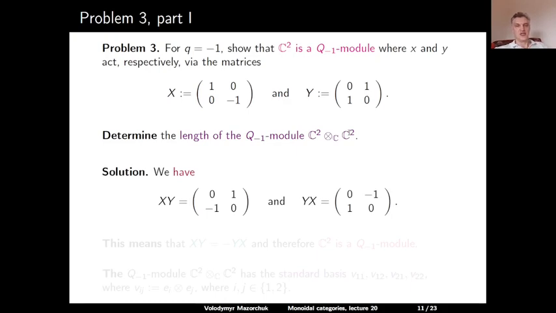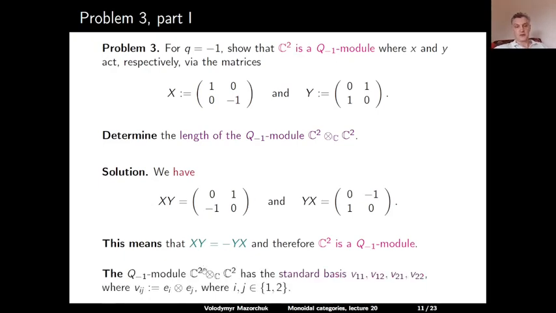Solution. To check that this is a module over Q minus 1, let's compute the product of these matrices in both directions. So xy is equal to 0, 1, minus 1, 0, while yx is equal to 0, minus 1, 1, 0. So we see that xy is equal to minus yx, which is exactly the necessary relation in the algebra Q minus 1. So this proves that these matrices define on C squared the structure of a Q minus 1 module.